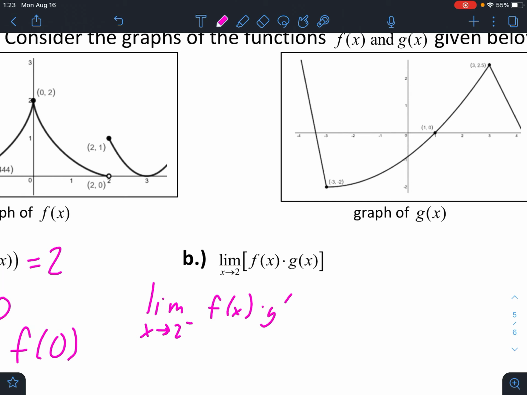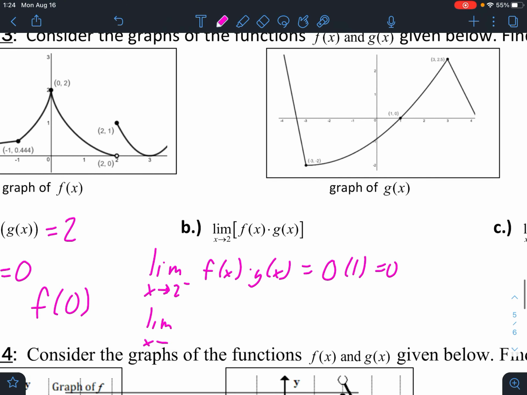of f times g. The left limit of f at 2 would be 0, and the left limit of g at 2 looks like that would be probably 1. So that limit would be 0. Now let's see if the right limit agrees with that.